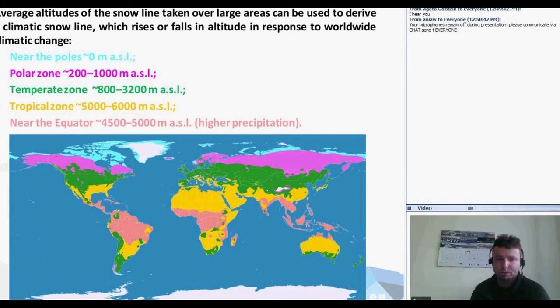For example, close to the poles, North Pole and South Pole, this altitude is around 0 meters above sea level. In polar zones, it's 200 up to 1,000 meters above sea level. Around the tropics, it's 5,000 or 6,000 meters above sea level. In the temperate zone, for example in Europe, it's around 800 to 3,200 meters. And near the equator, due to higher precipitation, it's between 4,500 and 5,000 meters above sea level.